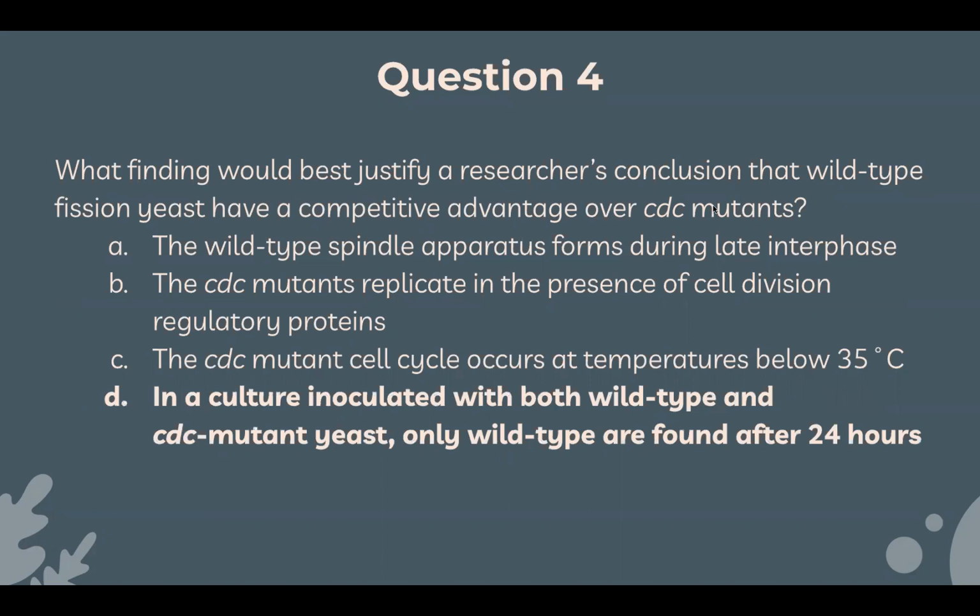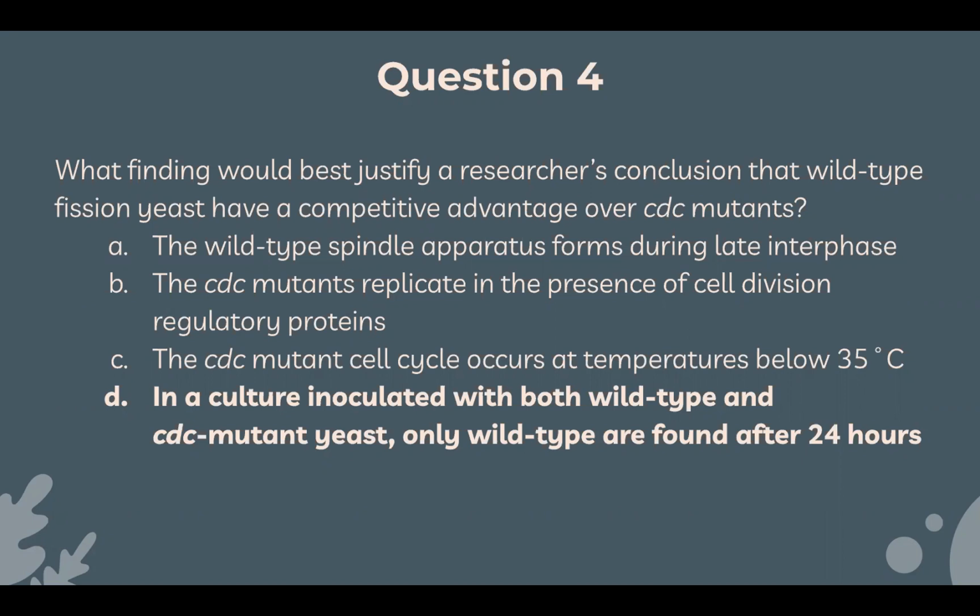So like you said, the question is asking us which of the following is evidence that wild type yeast have a competitive advantage over the CDC mutants. So like Brian said, choice D is saying that in a plate with both wild type and mutant yeast, only wild type yeast are found on the plate after 24 hours, meaning that over time the wild type yeast predominates. So this option answers the question directly, which makes it the best answer choice.